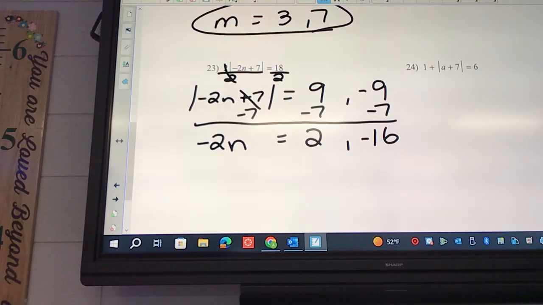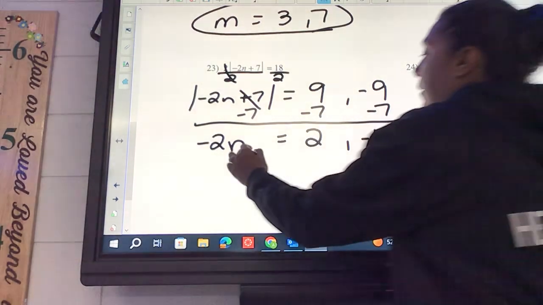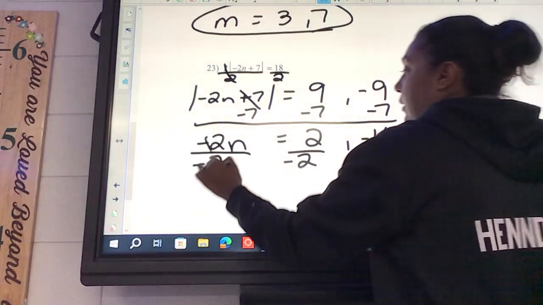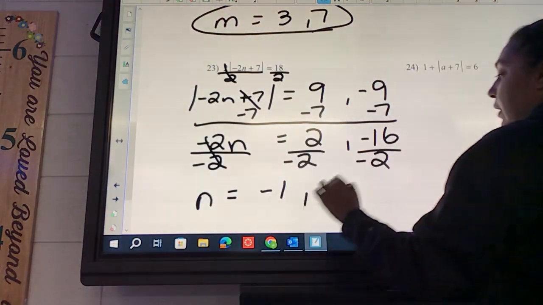Okay, and then what needs done? Divide by negative 2, divide by negative 2. So we got n equals negative 1 and 8.